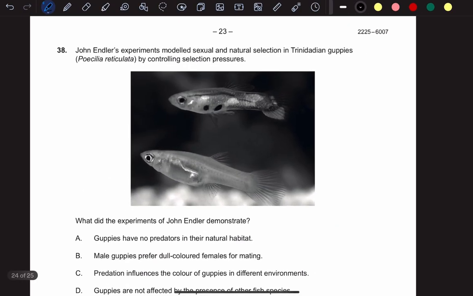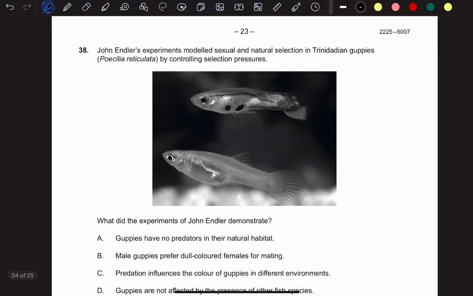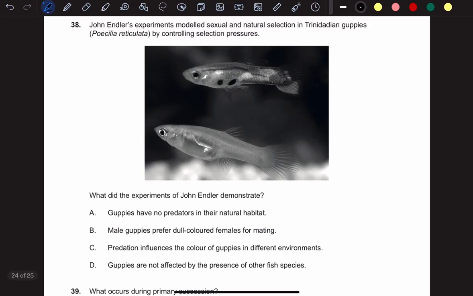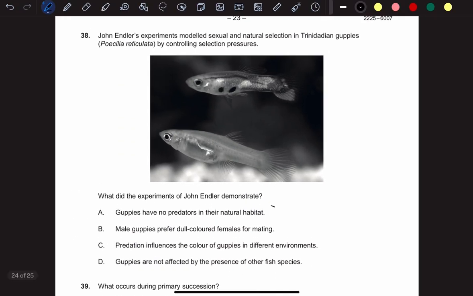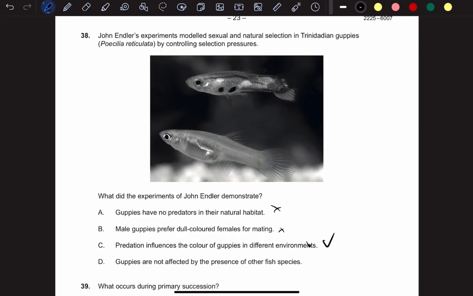38. John Endler's experiments modeled sexual and natural selection in Trinidadian guppies by controlling selection pressures. What did the experiments of John Endler demonstrate? You've got to be familiar with Endler's experiments. Now, what did he prove? Let's go through the options. Guppies did not have any predators in their natural habitat. Not true, because there were predators. Male guppies prefer dull-colored females for mating. Again, not defining. Predation influences color of guppies. This is the finding. He found that by changing the selection pressures, we saw different colors of guppies suited to their different needs. Guppies not affected by presence of other fish species. Not true.